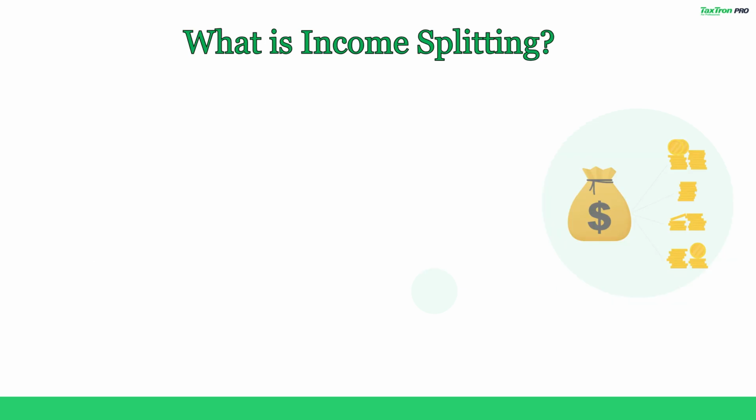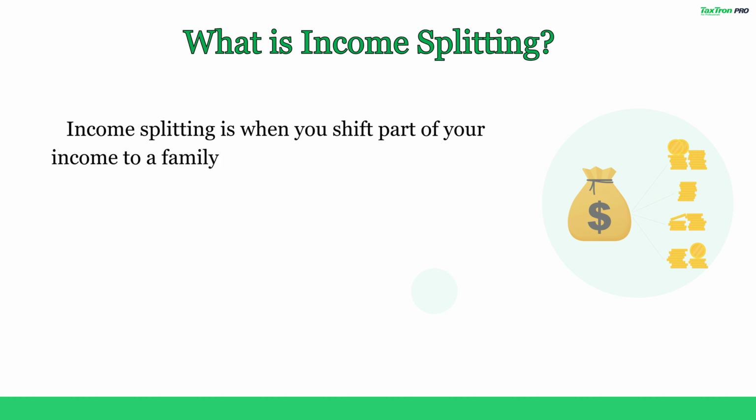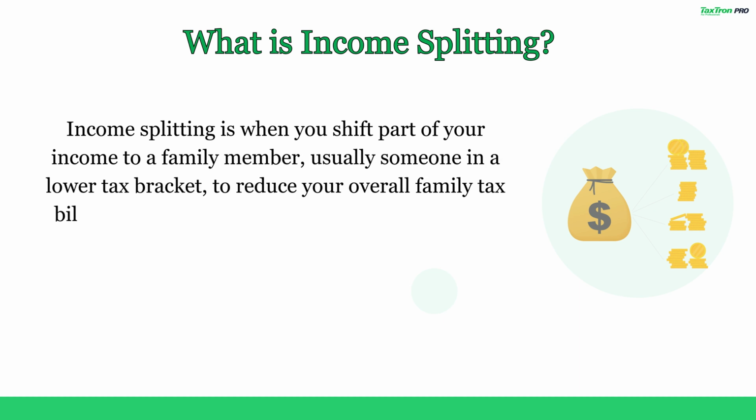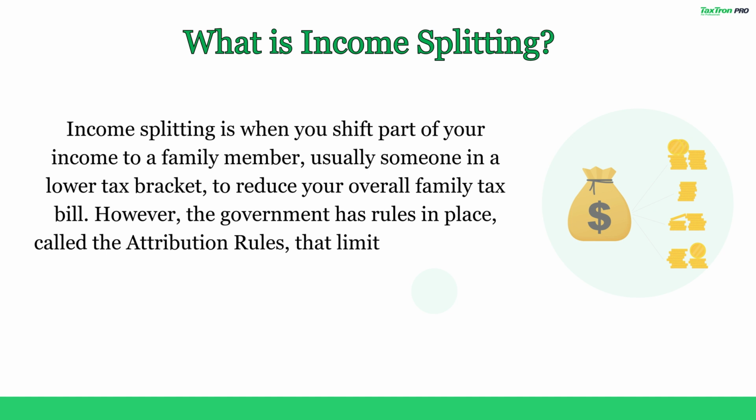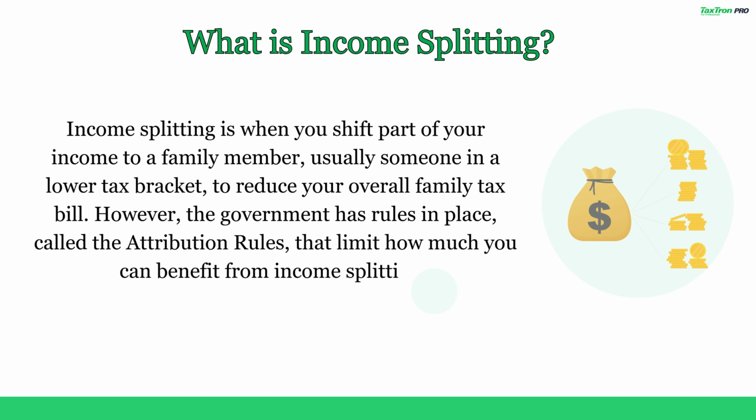What is income splitting? Income splitting is when you shift part of your income to a family member, usually someone in a lower tax bracket, to reduce your overall family tax bill. However, the government has rules in place, called the attribution rules, that limit how much you can benefit from income splitting. So let's go over some strategies you can still use.